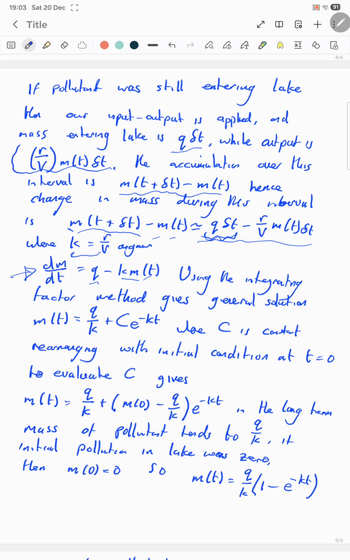Now we're using the integrating factor method. We can get the general solution for M of T, which equals Q over K plus C e to the minus KT, where, as always, C is a constant of integration. Now rearranging with the initial condition at T equals 0 to evaluate C, we get this. This is our solution.